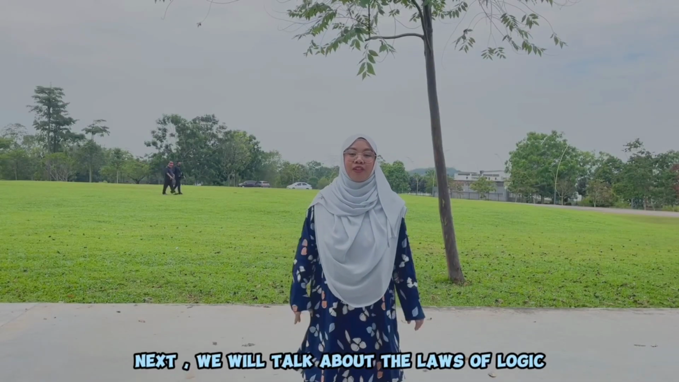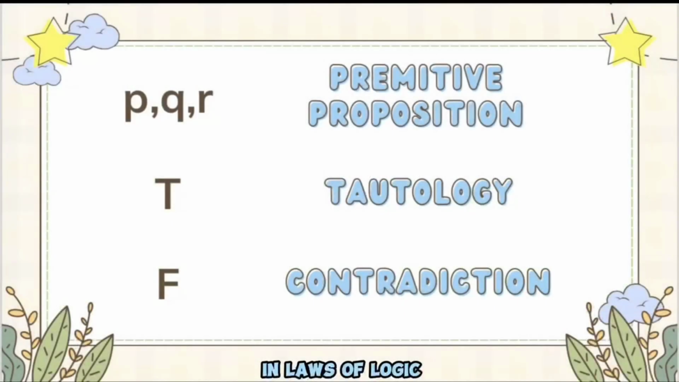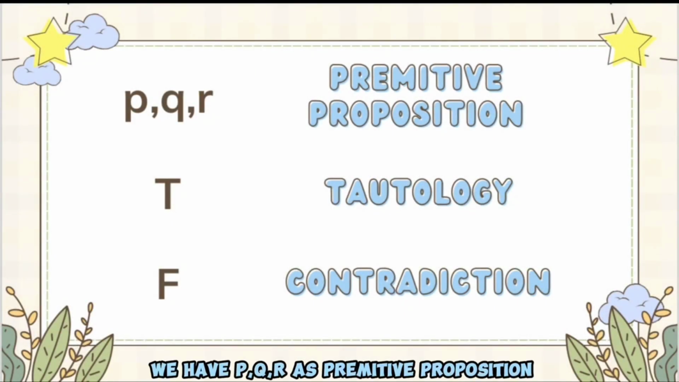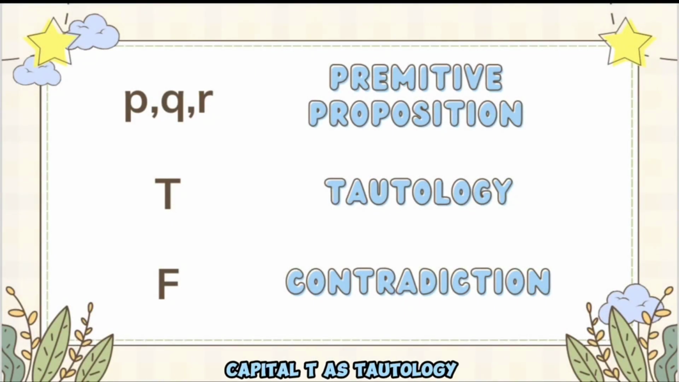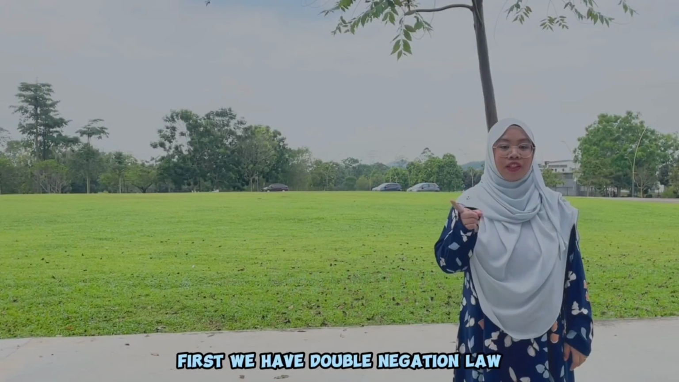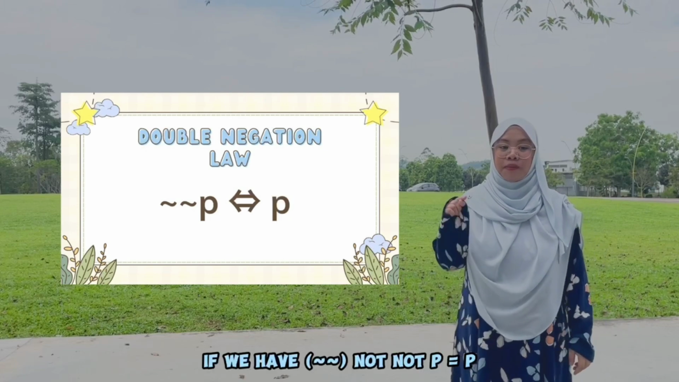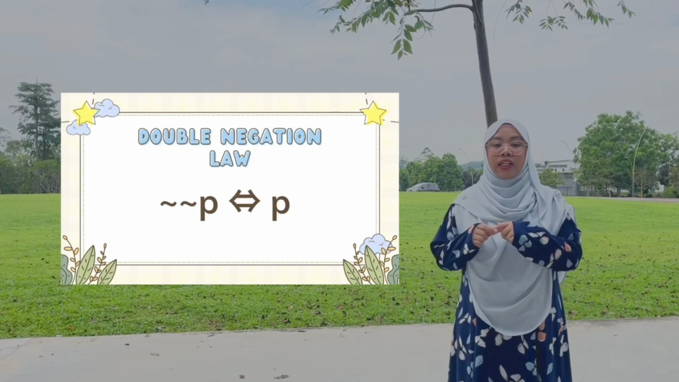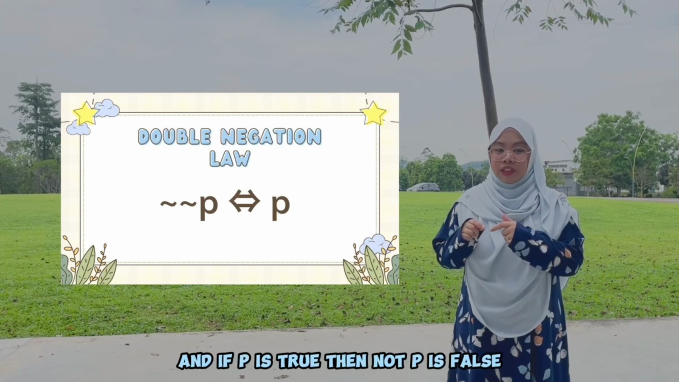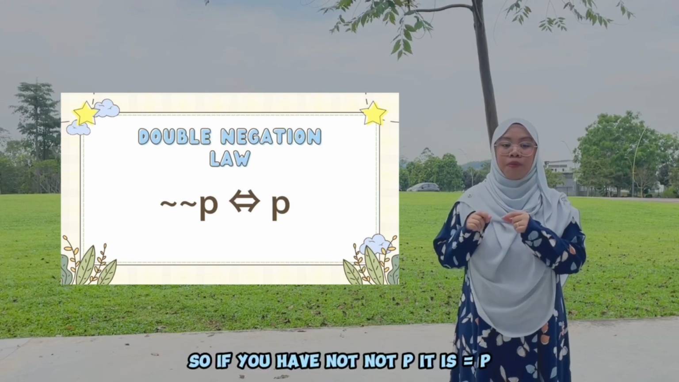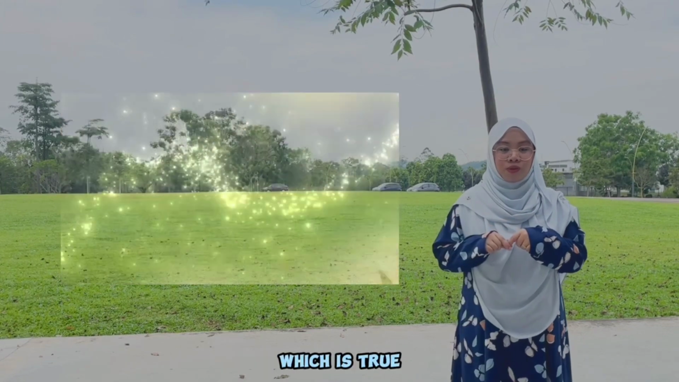Next, we will talk about the laws of logic. In laws of logic, we have P, Q, R as primitive propositions, capital T as tautology, and capital F as contradiction. First, we have double negation law. Not not P equals P. If P is true, then not P is false, so not not P is equal to P, which is true.